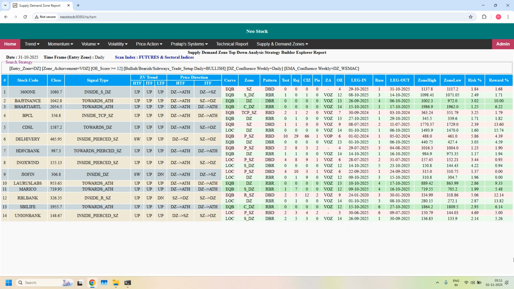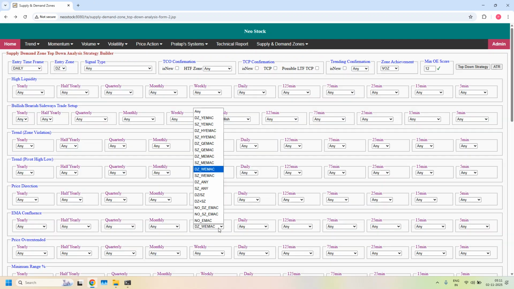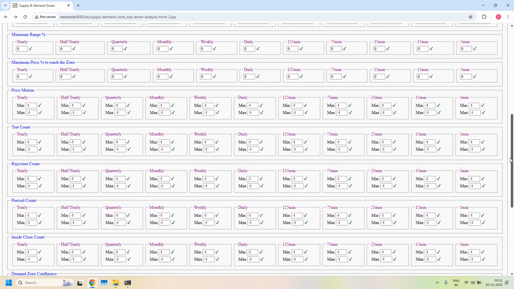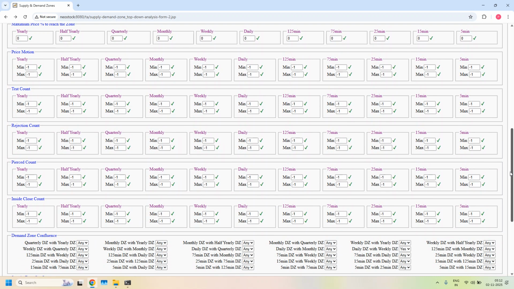Now let's apply the second strategy. So I'm going back, removing the ITF filter. As per the second strategy, LTF, ITF, HTF demand zone confluence, and then HTF demand zone with HTF EMA confluence. First step, LTF, ITF, HTF demand zone confluence. 3 filters we have to set. That is daily and weekly, daily and monthly, weekly and monthly demand zone confluence.